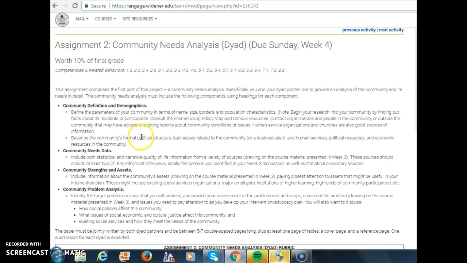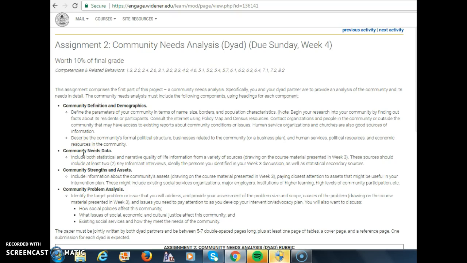Under this community definition and demographics, you also want to describe the community's formal political structure. Any businesses related to the community or a business plan may be appropriate depending on the community you're looking at. And human services, political resources, and economic resources in the community. So you want to, again, look at the political structure, any businesses that may be related, and again, what the sort of resources are in the community.